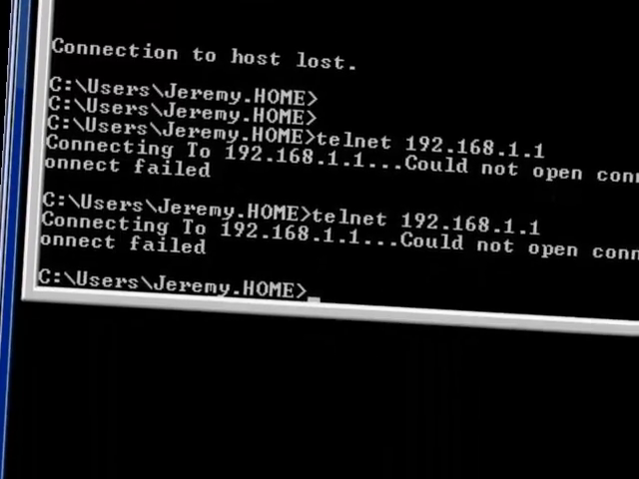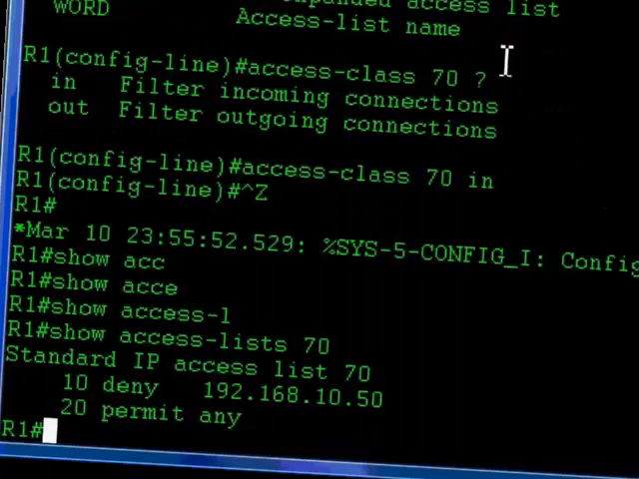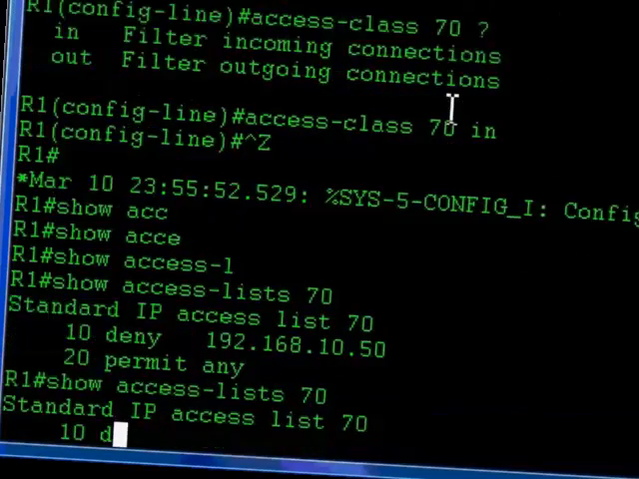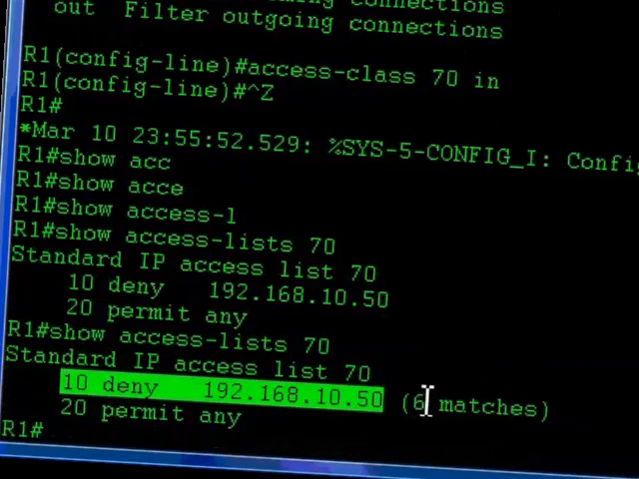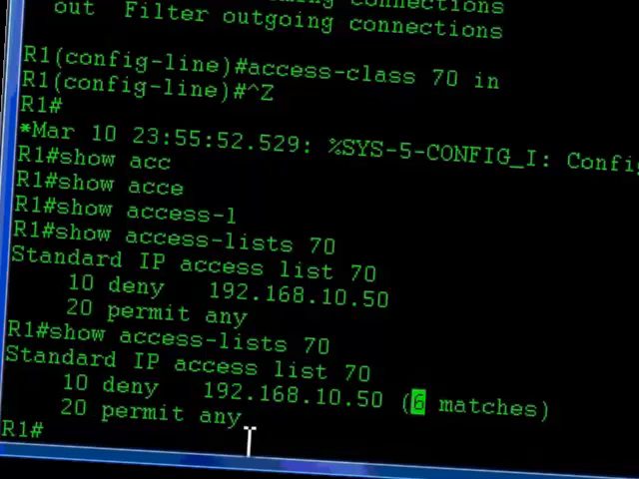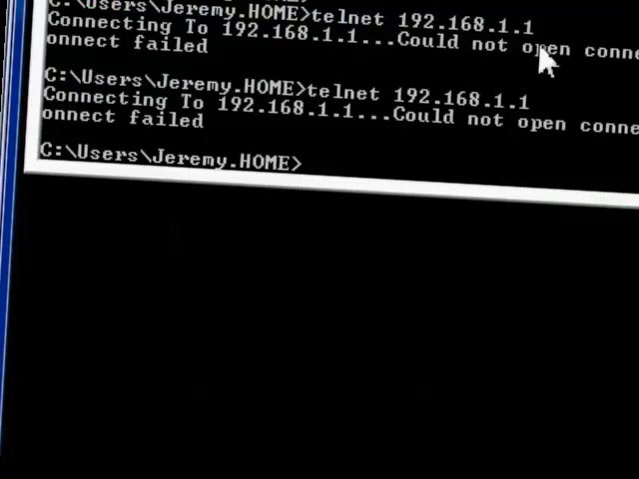Interestingly enough, we go back to the router and we do show access list, and we see that yes, something has been denied 6 times. Okay, that host was denied 6 times, so there must be packets. 2 telnet attempts, 6 denies. That means that each attempt had 3 packets. For each telnet attempt, host A sent 3 packets. That's why you get 6 denies.